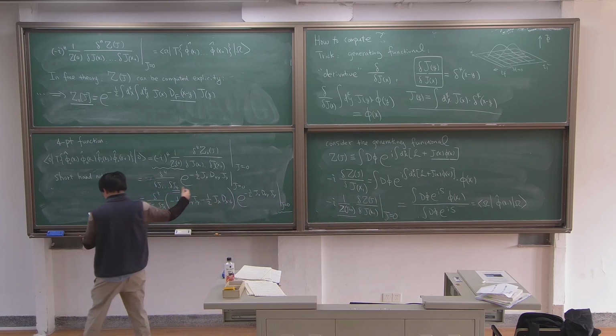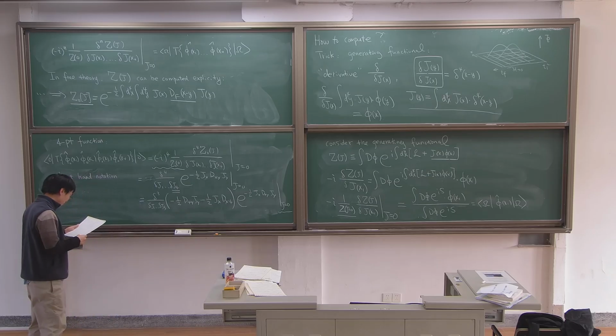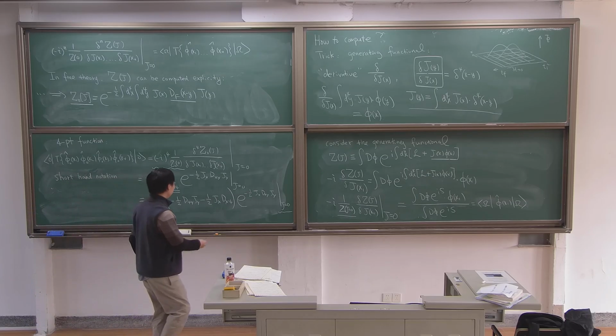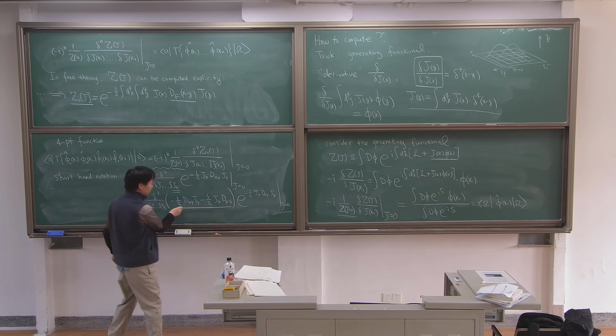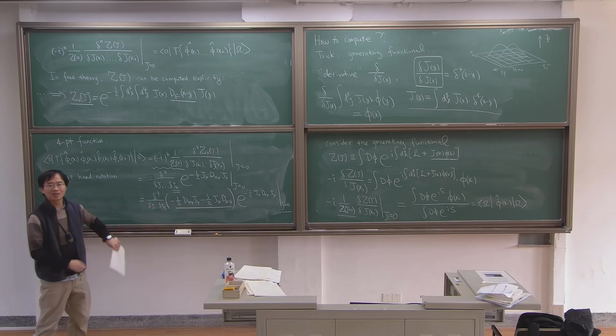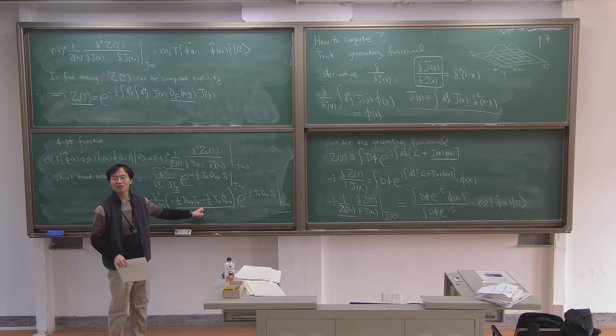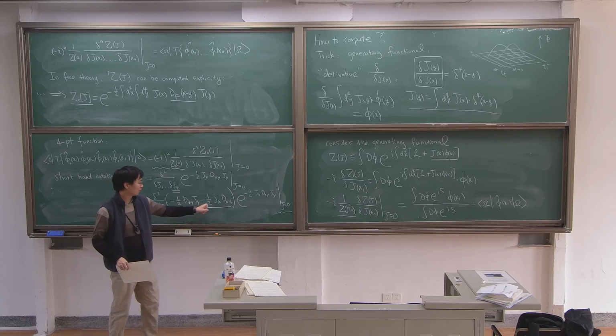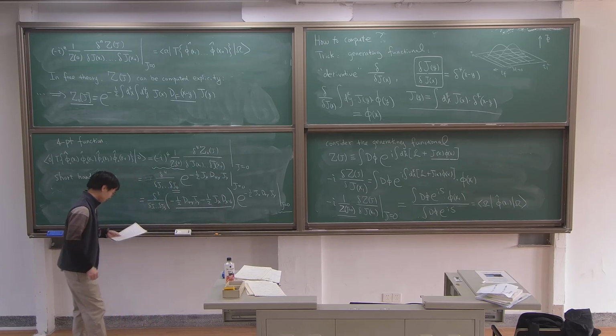Then you just work it out straightforwardly, right? Just work it out straightforwardly. The important thing is you notice that these two terms are not independent. These two terms are actually equal, right? Because this is just a repeated index, y. It's integrated over. You can change this y to x. Then you realize that this is the same thing, okay? This is the same thing.